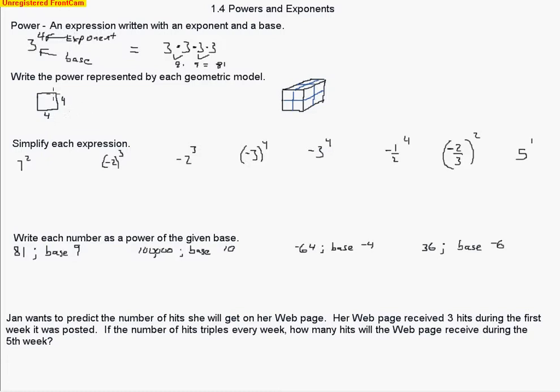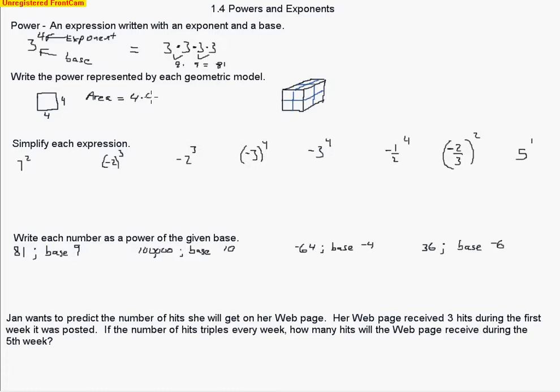Well, here we're going to write the power represented by each geometric model. Here we have a square. This side's 4, this side's 4. And what they want is the area. If we are going to show a power, that means we're talking about the area of something, in this case, because it's two-dimensional. Area is when you multiply the base and the height. And if I do that, I would get 4 times 4.